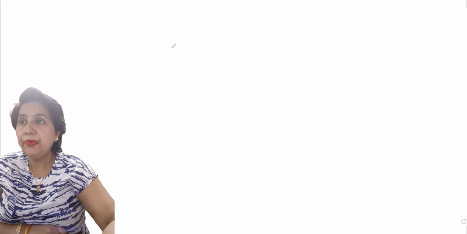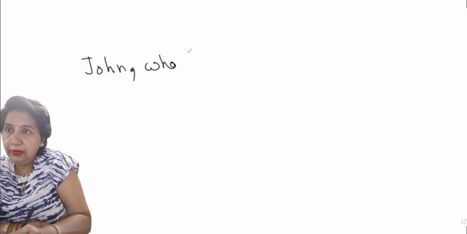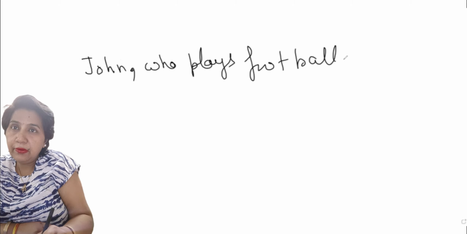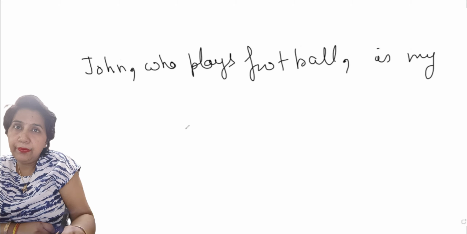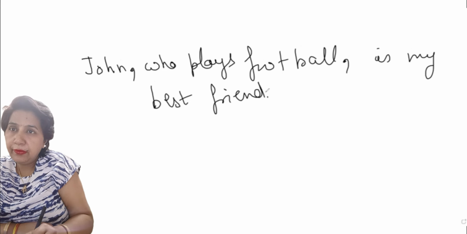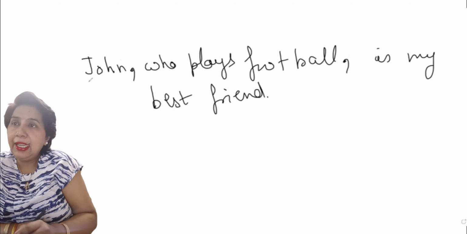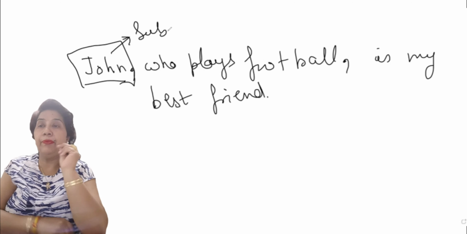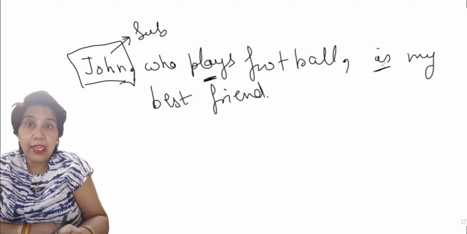For example, let us say that we have an example of John plays football is my best friend. Now you will say that we have a subject, John, right? We immediately know that this is the subject. Where is the verb? Now you will say that, ma'am, there is a verb which says plays. There is a verb which is a helping verb, which is is.